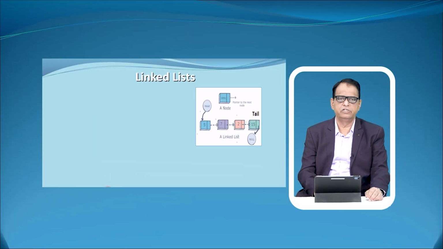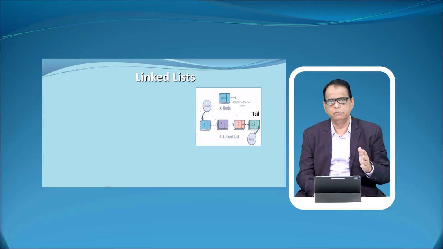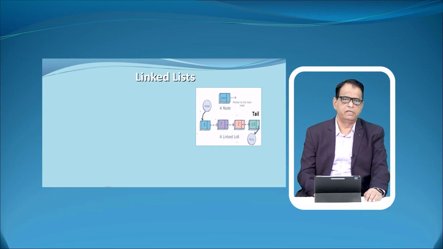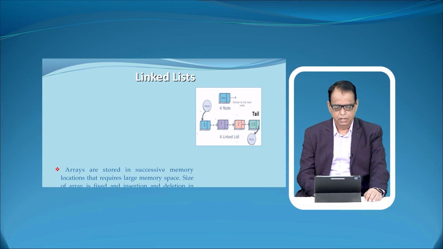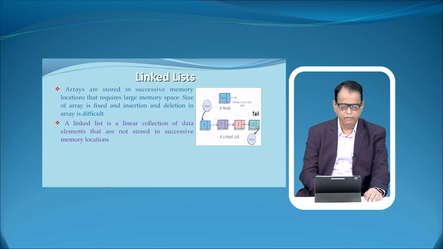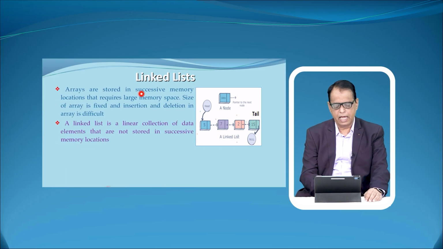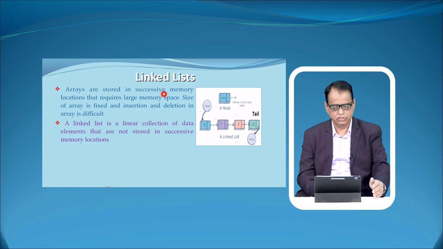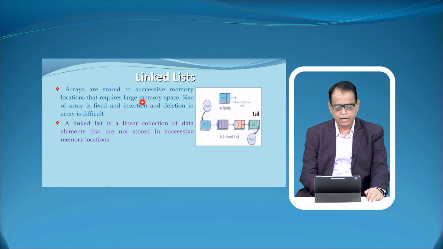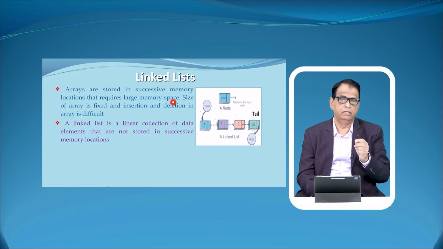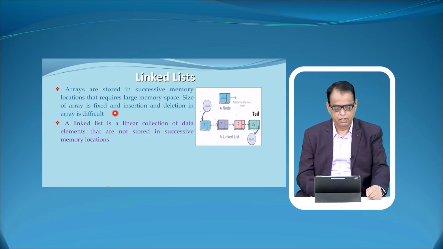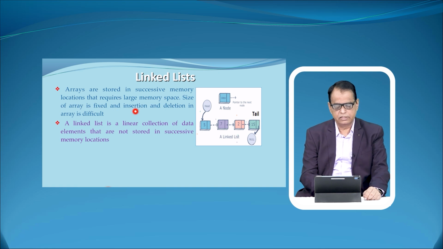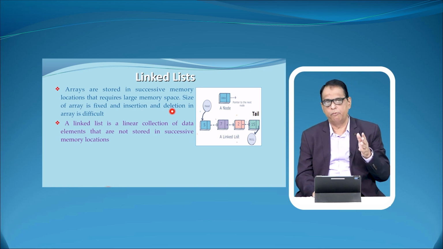So friends, in this session we will see how it is possible to write algorithms to perform certain operations on the linked list. So let us start the session and understand how to write an algorithm to perform the traversing operation on the linked list. Friends, as you know, whenever we have been given a set of elements in an array, the array requires successive memory locations, and therefore requires a large memory space, particularly when the number of elements in the array is large.